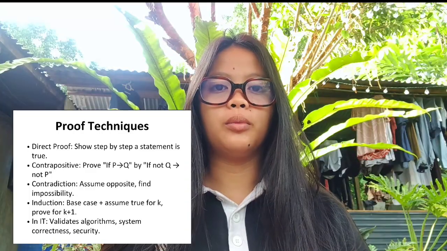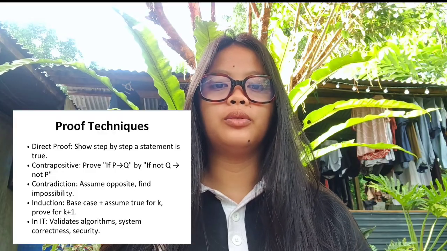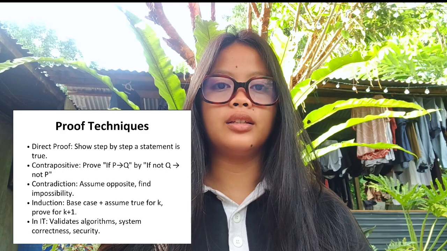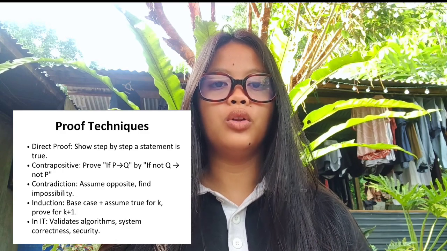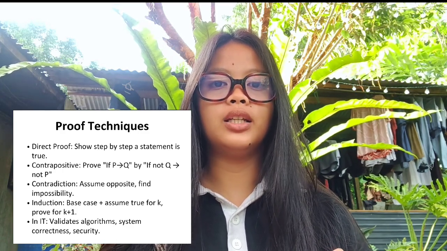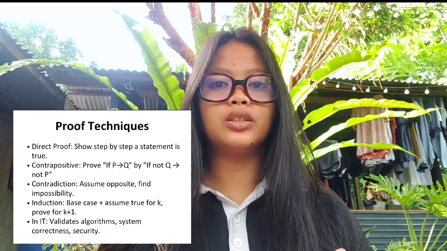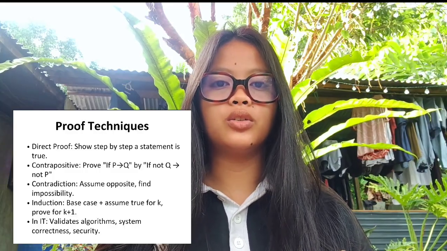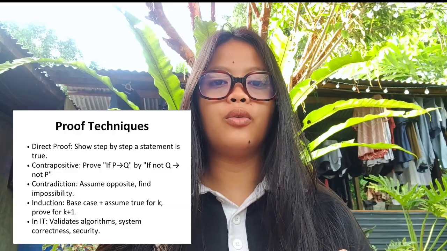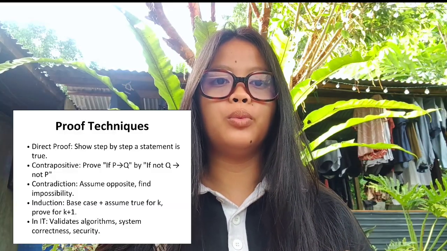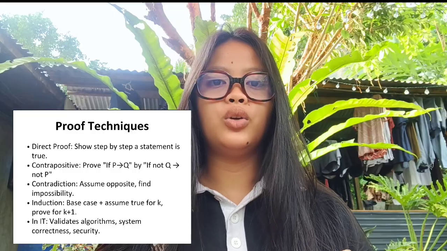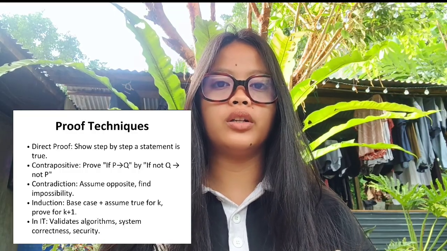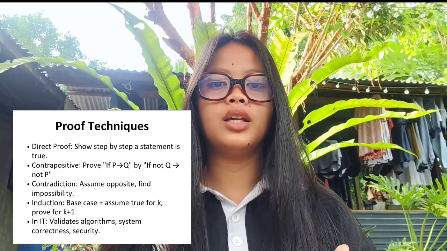Today I will be talking about proofs and techniques. The first one is direct proof: show step by step that a statement is true. For example, if a number is even, then it can be written as 2k. The next one is contrapositive: prove if P then Q by showing if not Q then not P. For example, if a number squared is odd, then the number itself is odd.